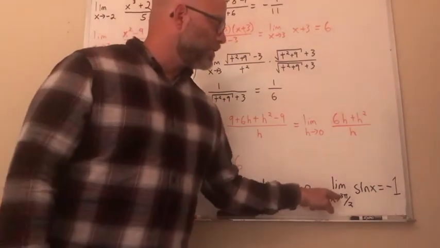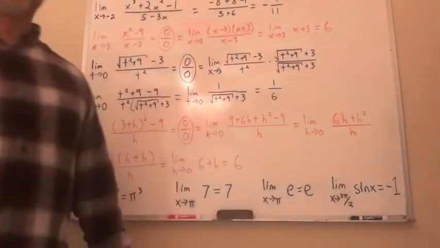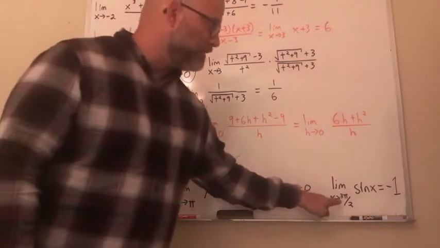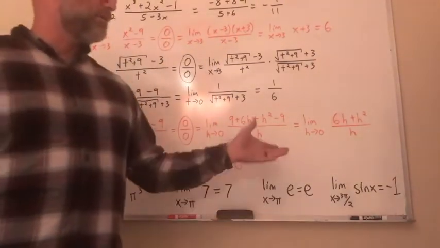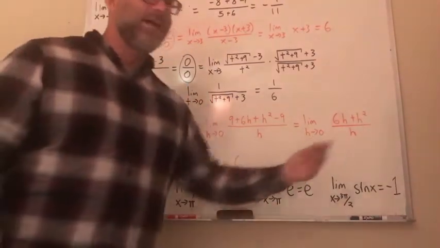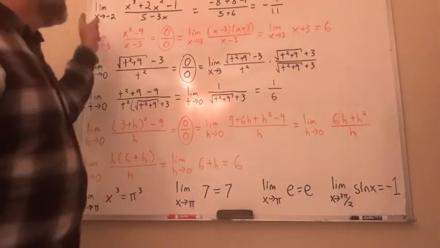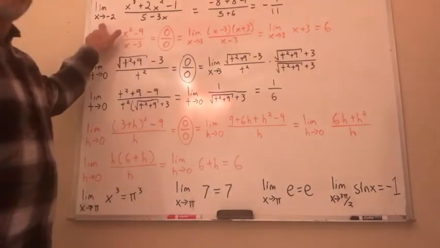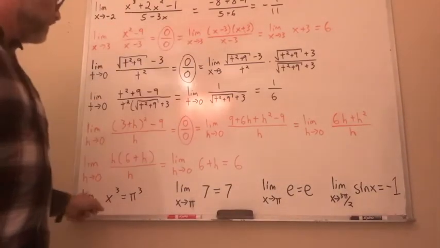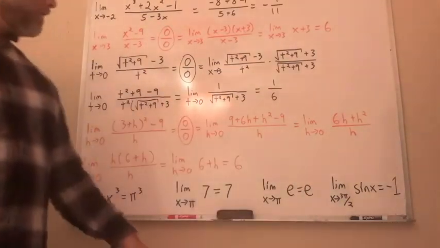All right, how about this? The limit as x approaches 3 pi over 2 of sine of x. I just plug in this value for x, and I get sine of 3 pi over 2, which is what? Negative 1. All right, to recap, in these examples, I'm just plugging in the x value I'm approaching and solving. That's the case down here.